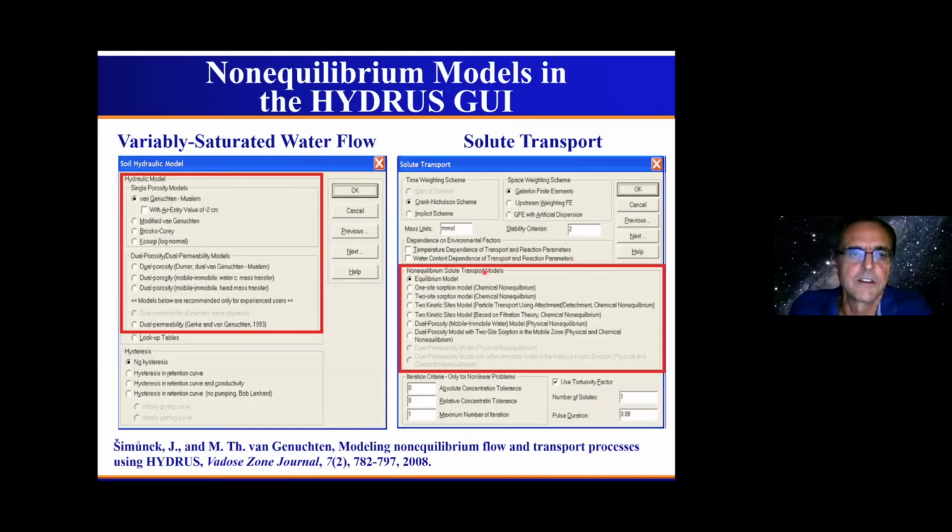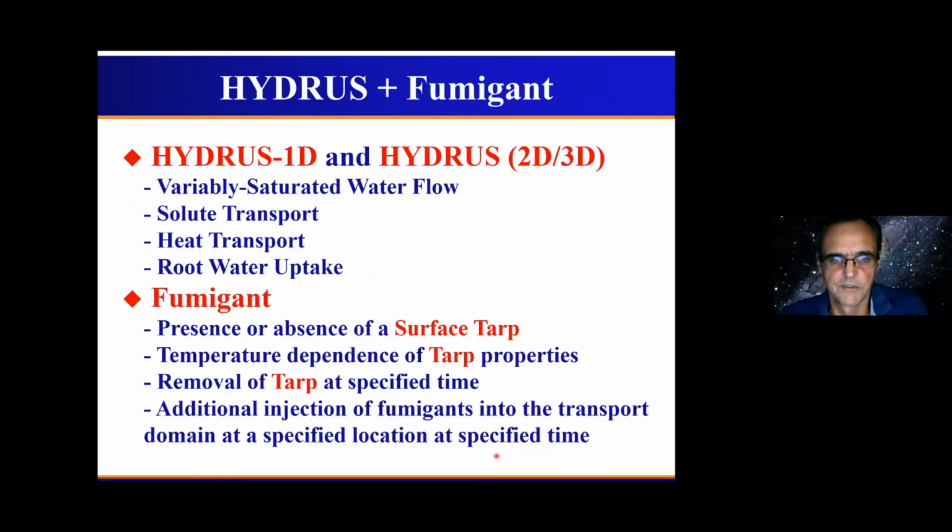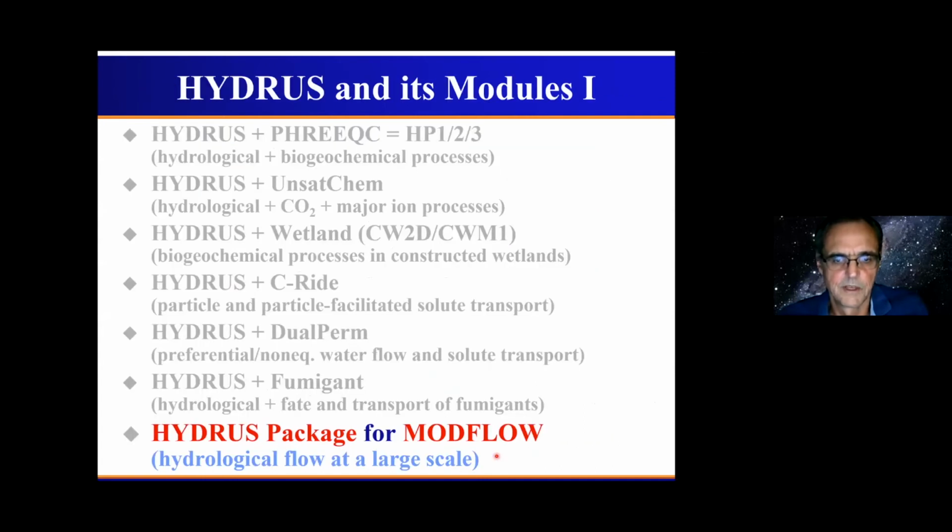This is how it looks in the HYDRUS graphical interface. So you select the model for flow, dual porosity, dual permeability, and then you can add to it solute non-equilibrium. And we describe all these models in this paper, which we published in Vadose Zone Journal some 10 years ago. Okay, then the fumigant module, I will skip that one. It's really applicable mostly in California, so I will not bother you with that.